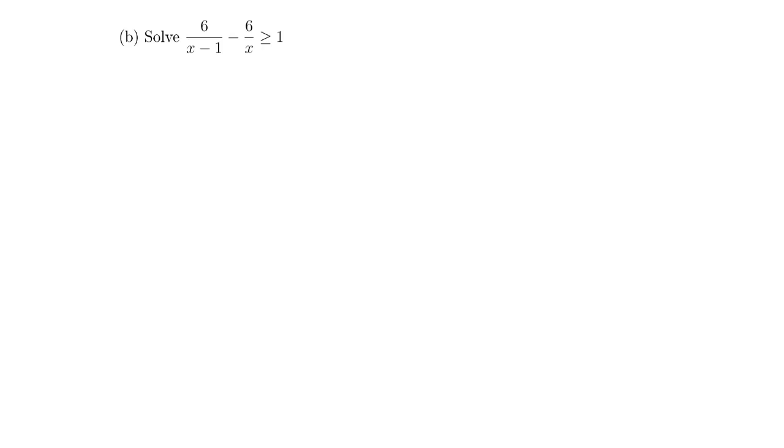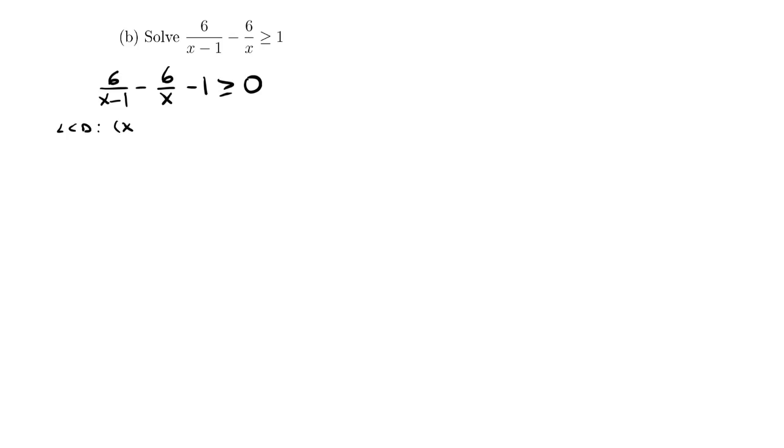Okay, let's move to this new example here. So first thing is we're going to get everything to the left-hand side. So 6 over x minus 1 minus 6 over x minus 1 greater than or equal to 0. So we're still comparing to 0. We're going to need a least common denominator for the left-hand side.